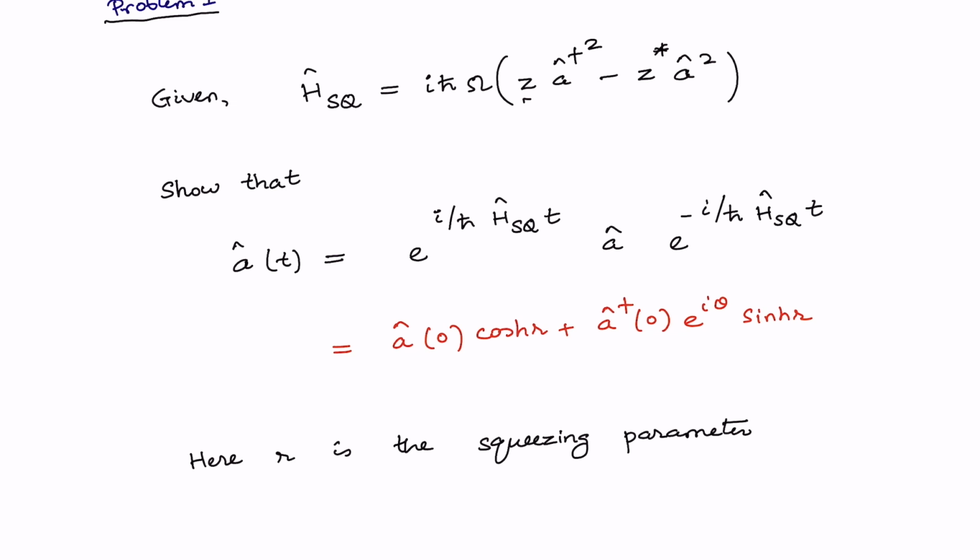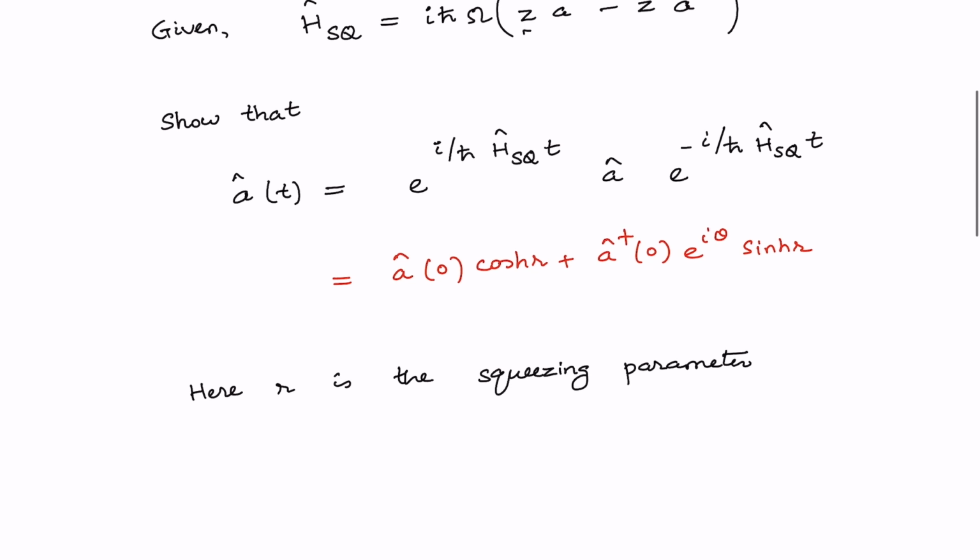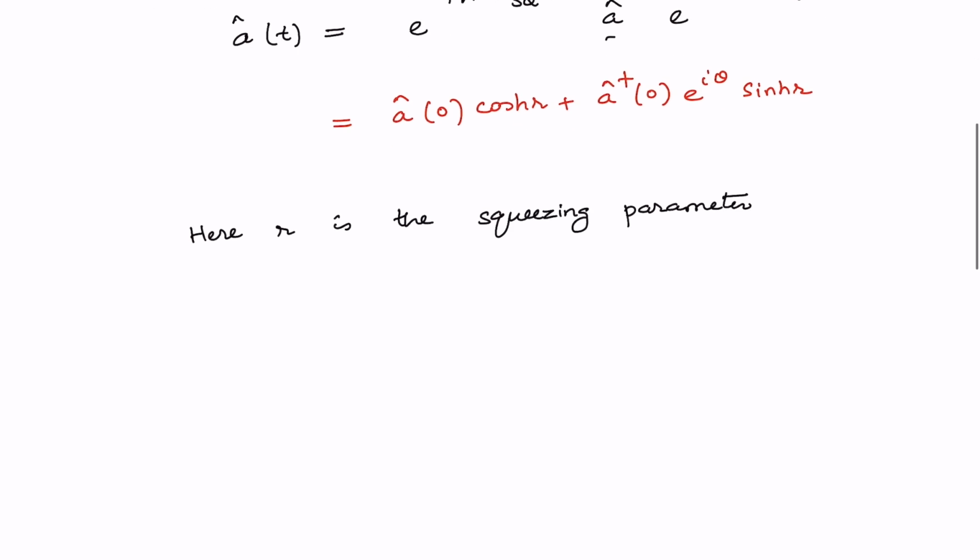You are asked to show that the annihilation operator, which is obtained due to the unitary evolution of the annihilation operator A, gives this expression: A of t is equal to A of 0 cosh r plus A dagger of 0 e to the power i theta sinh r, and here r is the squeezing parameter. So let us solve this problem.